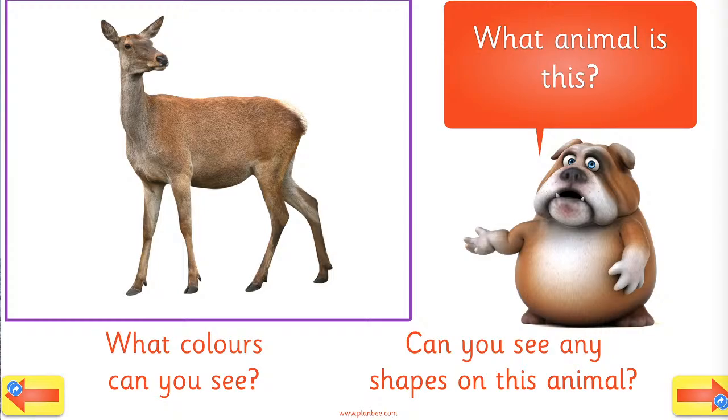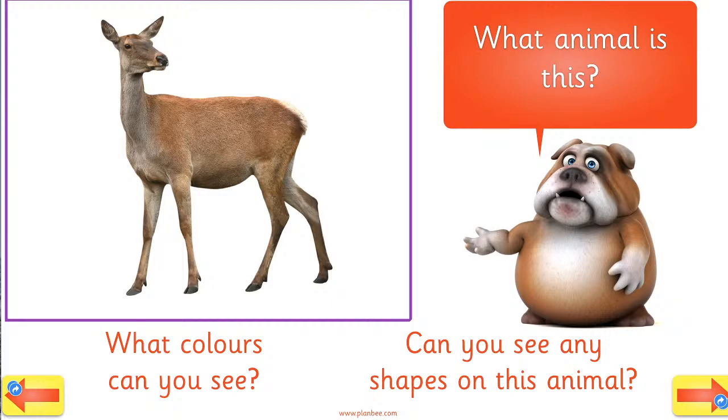What shapes can you see? Lots of people saying that this animal is a deer. Well done. Yep, Emily says it was a deer. A little joke there. Oh dear. Very nice. Katie can see triangles. I wonder where the triangles might be.